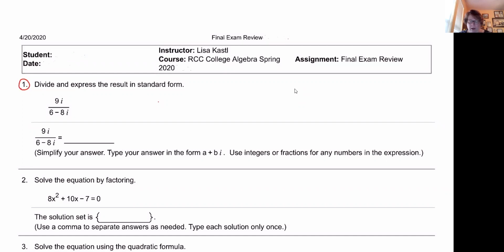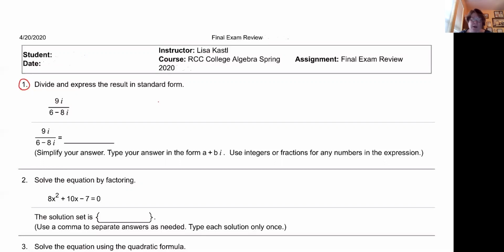This is the college algebra final review. I'm going to be doing 18 problems from your review. These are the 18 problems that will be on your final. The final review consists of 28 problems, but only 18 of those will be on the final. The final is comprehensive, which means it covers chapters 1 through 6.